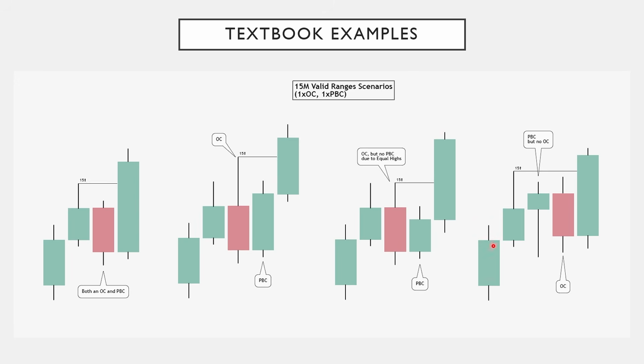Here's another example. Pushing up, pushing up. What is this? That is a pullback candle. Okay, rule 1 is checked. We have a pullback candle, but is it an opposite candle? No, it's not. And then the next candle is actually the opposite candle, which is also a pullback candle. Okay, and then the market continues to break. Perfect. That is a valid range. So those are the textbook examples when it comes to the one opposite candle and one pullback candle.